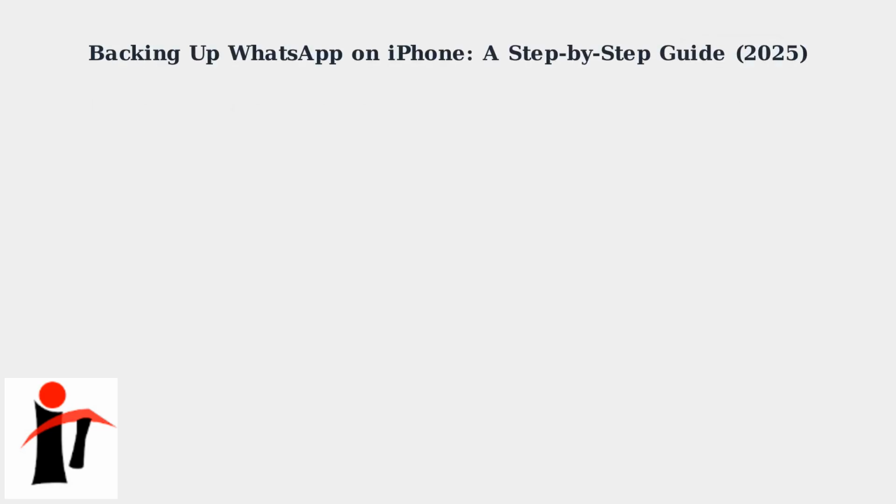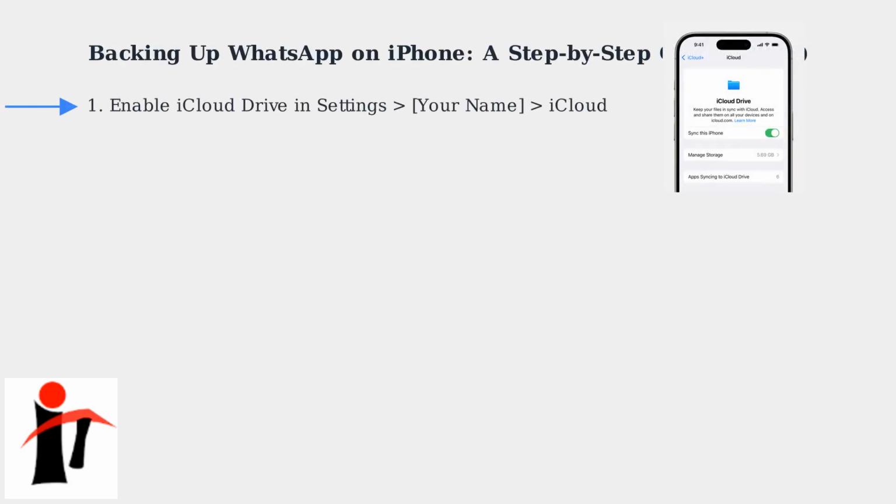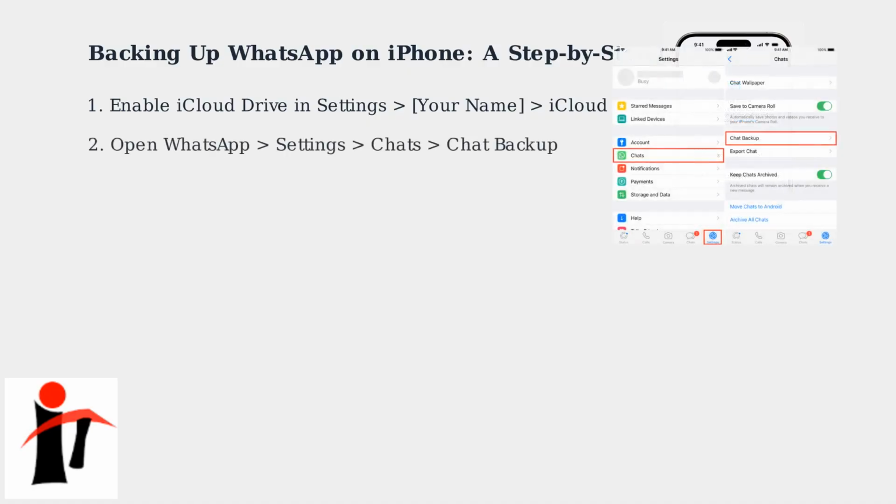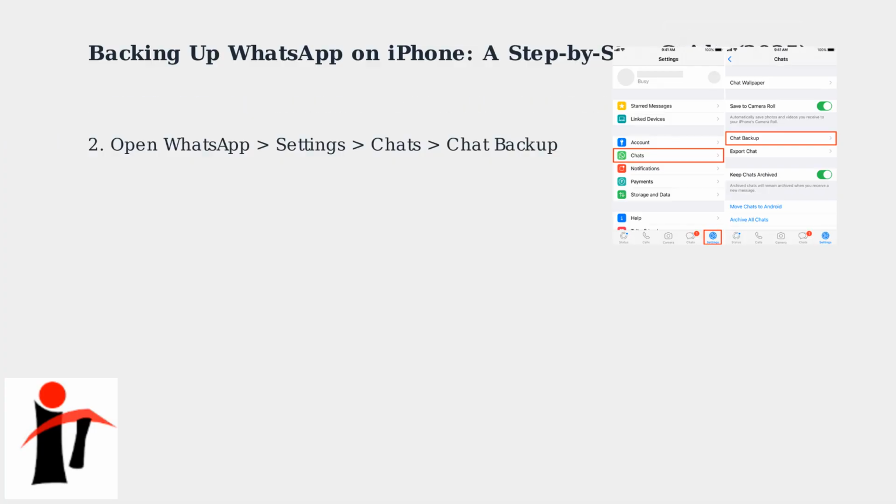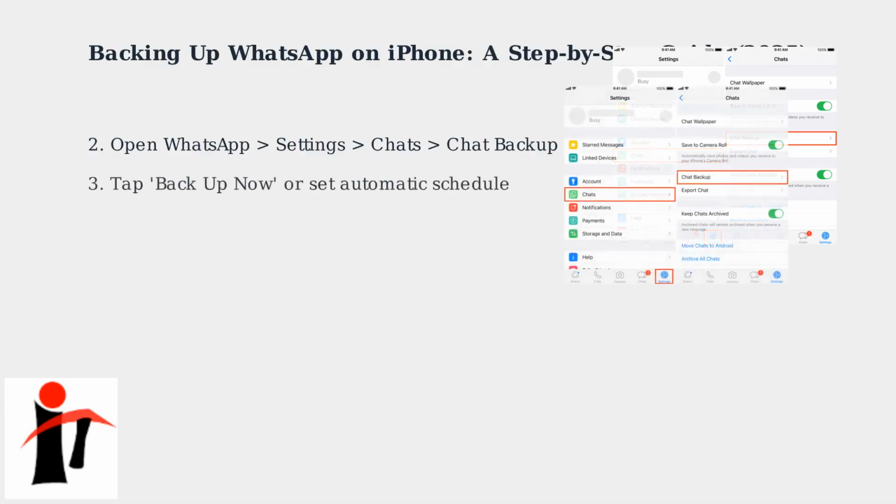As of December 2025, the primary method to safeguard your WhatsApp chats on iPhone is through iCloud. First, ensure iCloud Drive is enabled in your iPhone's settings. Tap your name, then iCloud, and toggle on iCloud Drive. Next, open WhatsApp, go to Settings, then Chats, and select Chat Backup. Here, you can tap Backup Now to immediately create a backup.